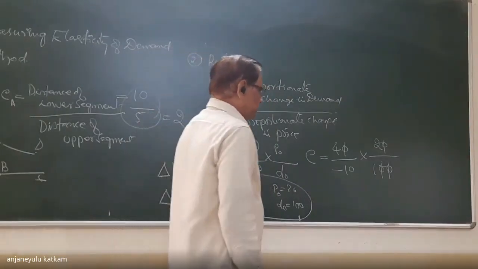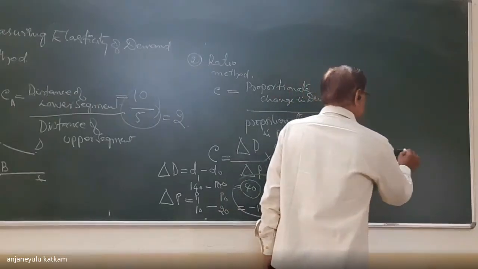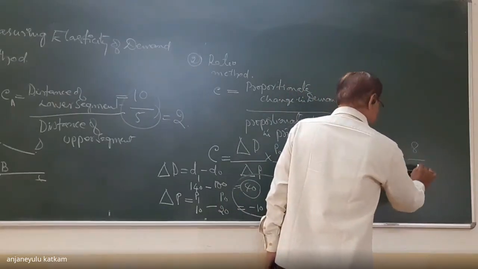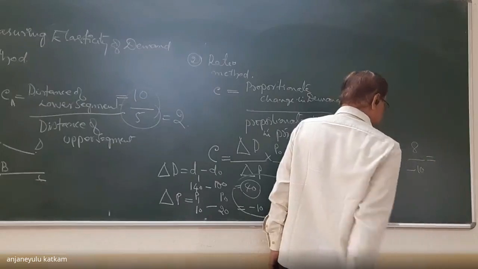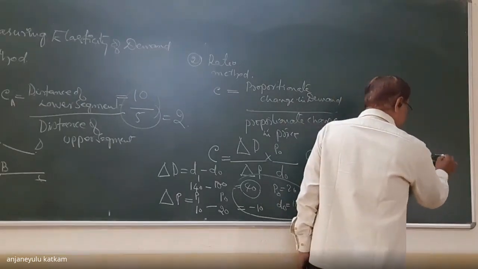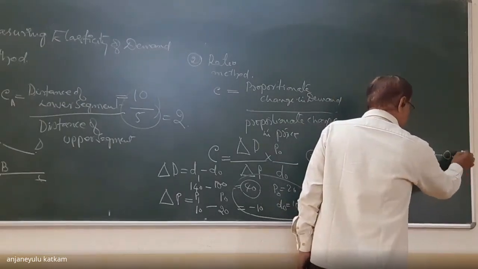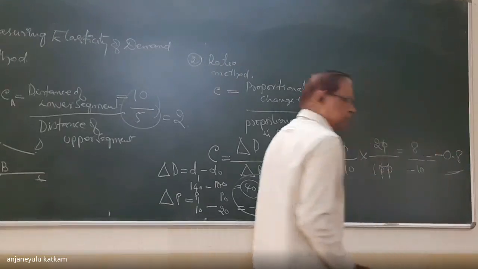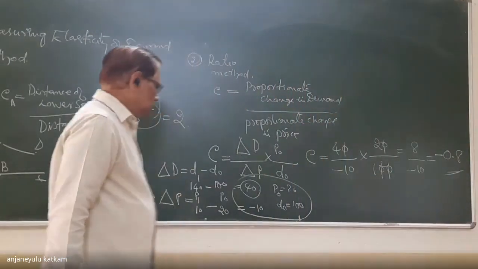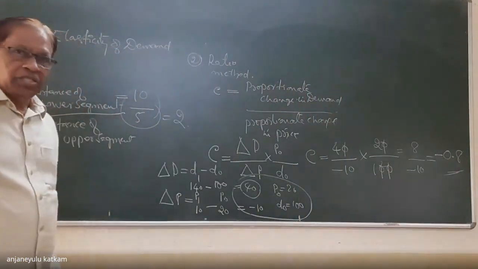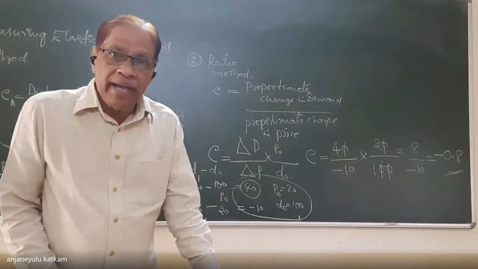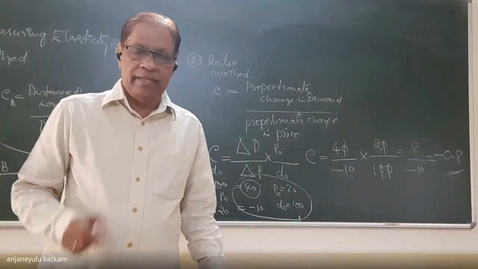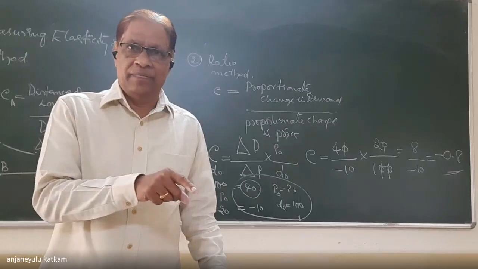How much it will be? Minus 0.8. Yeah, this is 4 into 2 is equal to 8 divided by minus 10. That is equal to minus 5. Is a minus 0.8. Point A elasticity is representing less than 1.